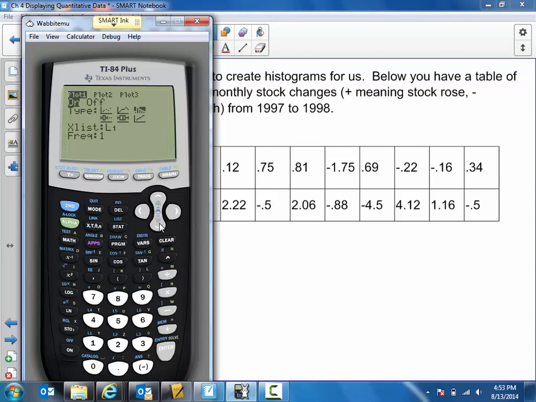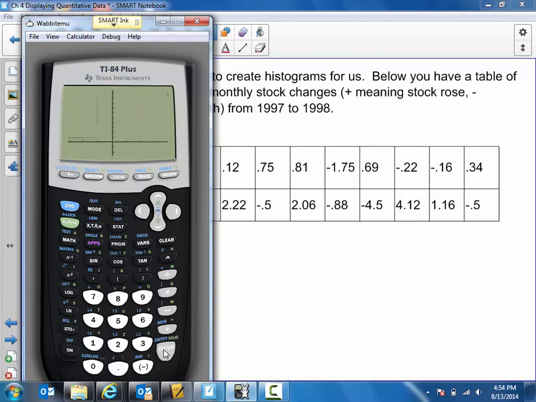The count, you want to set frequency to 1 or just leave it at 1, because that means that each data value in L1 will be represented as a single data value, as opposed to 2, and there's my alpha key. As opposed to 2, then each data value in L1 would be represented twice, which we don't want. So just leave that at 1.